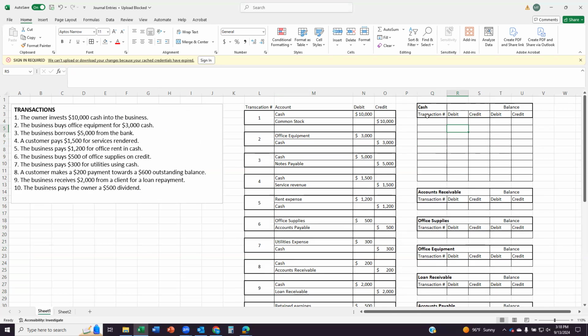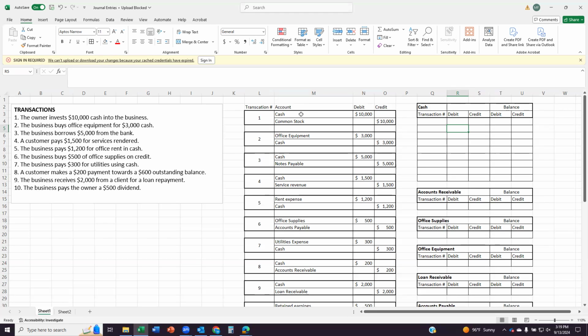In real life, you might have a transaction number, but you'll also often have a date. Not often, you always have a date. But for these practice transactions, we don't have a date. So we're just going to use the transaction number. So all we do to record the journal entries over to a ledger is we look at what accounts are impacted and how they're impacted.